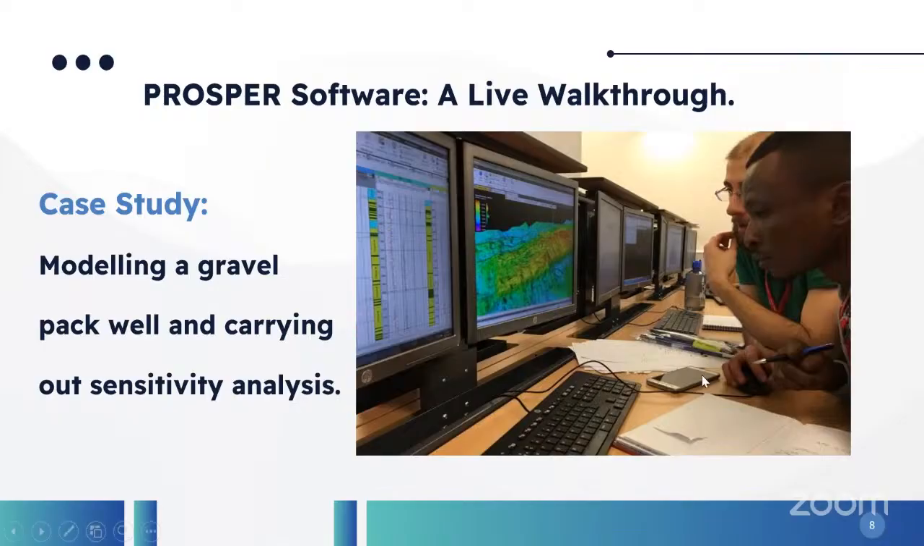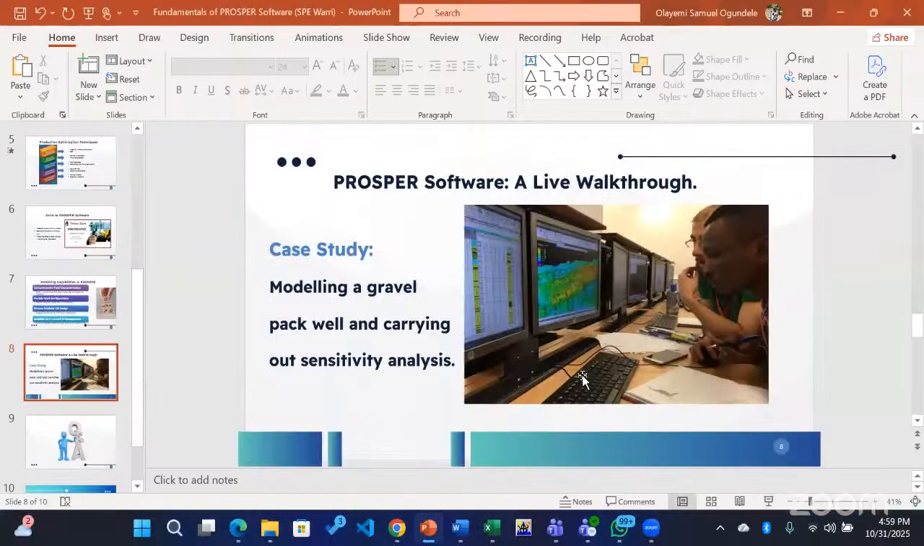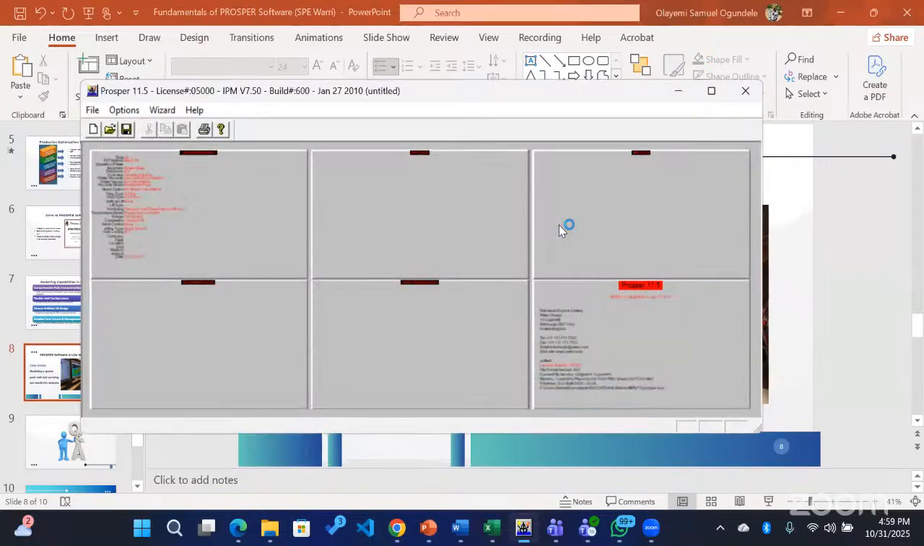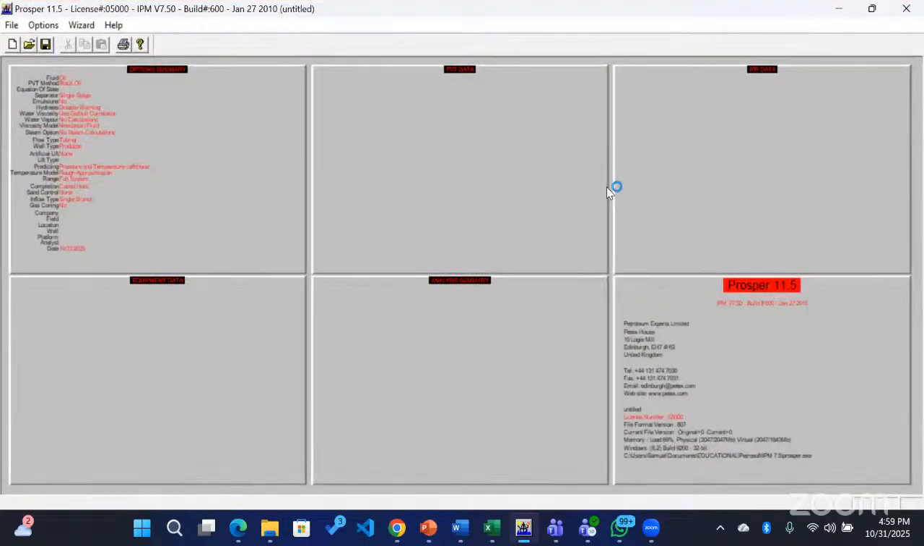So we'll stop share. Okay. Are you seeing my screen change to Prosper software? Please confirm what you are seeing on my screen now. Oh, okay.